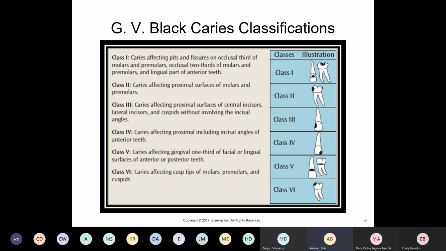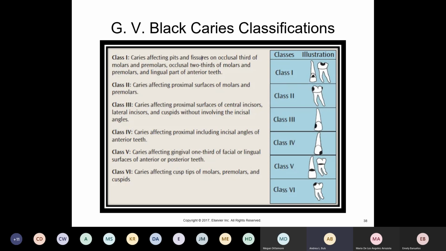I think you guys have seen this before, the GV Black caries identification classification. So a class 1 is your occlusal. A class 2 is going to be your proximal surfaces, your mesial or distal, and that's going to be referring to premolars or molars. Class 3 is proximal surfaces of central incisors, lateral incisors, and cuspids, not involving your incisal edges. Class 4 is going to be proximal, including the incisal edges, as you can see right here in the anterior teeth.